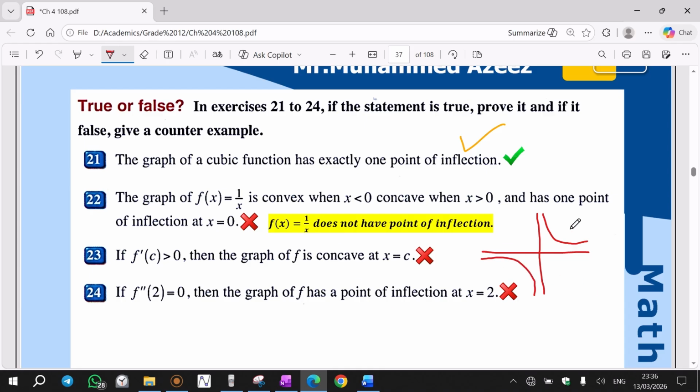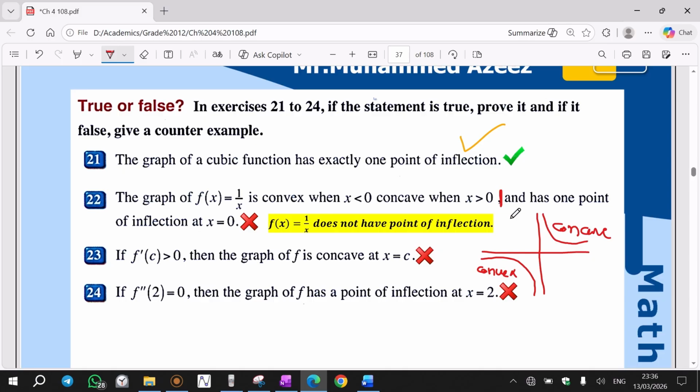Okay, look at this graph and let's read this out. Until here, everything is correct. The graph of f of x equal to 1 over x is convex when x is less than 0. X less than 0 is this side, and the graph is actually convex. Concave when x is greater than 0. On the side where x is greater than 0, the graph is concave. Until here, it's true. Then it ruins it.